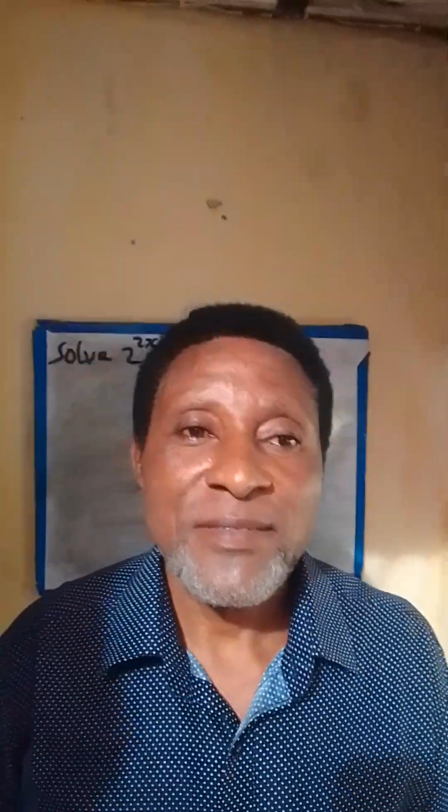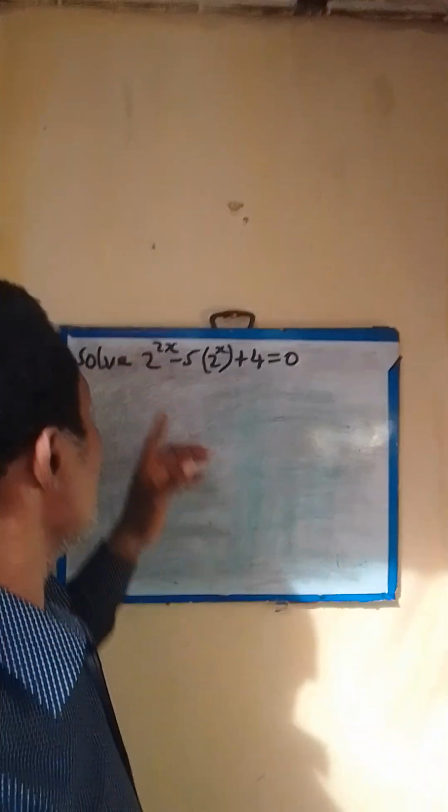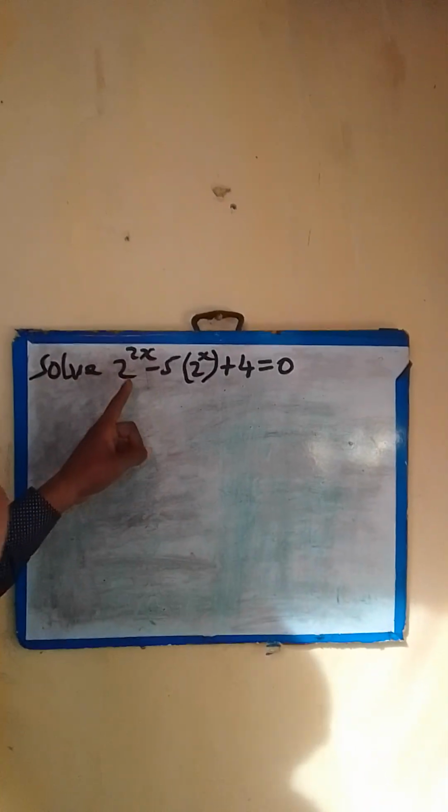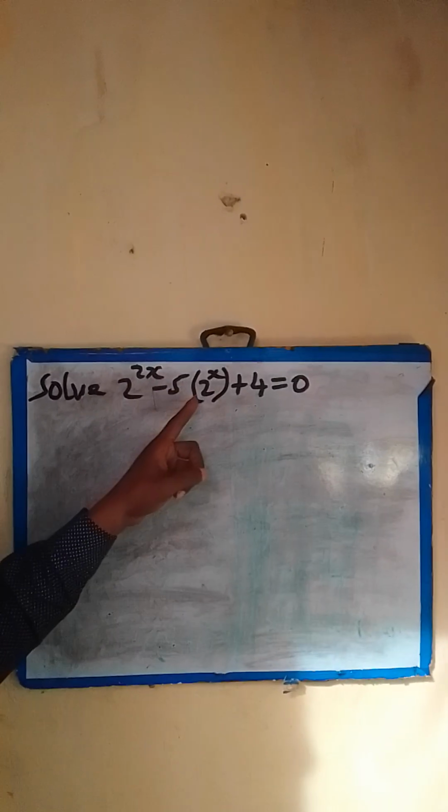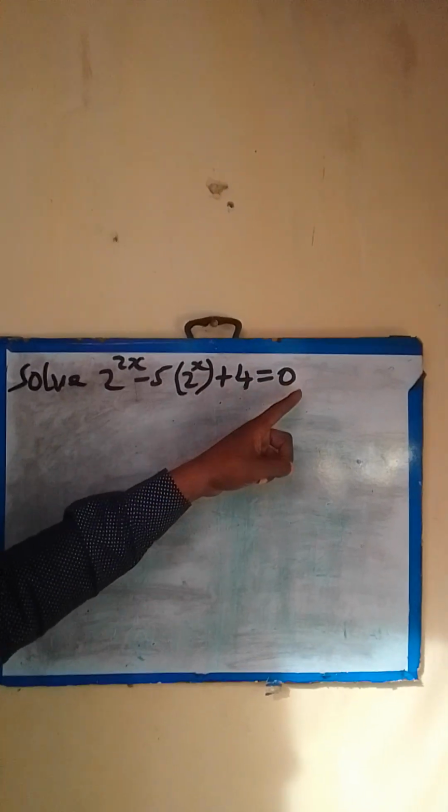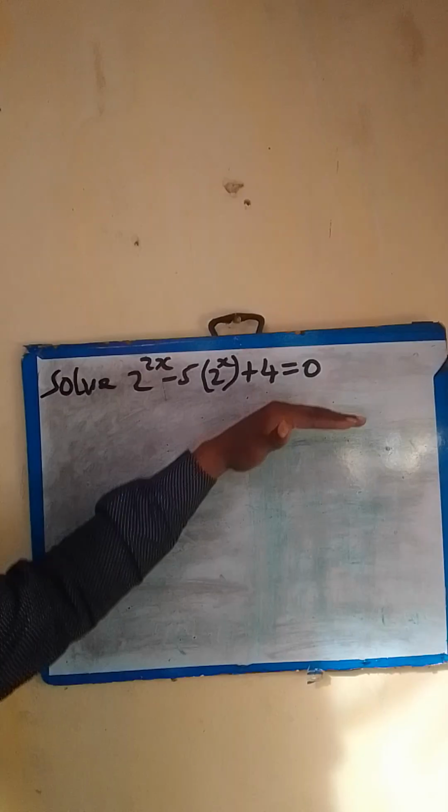Today's lesson, we are going to be looking at further indicial problems. So we are going to solve an indicial problem today. Like you can see on the board, we are asked to solve 2 raised to power 2x minus 5 into 2 raised to power x plus 4 is equals to 0. This is an indicial equation.